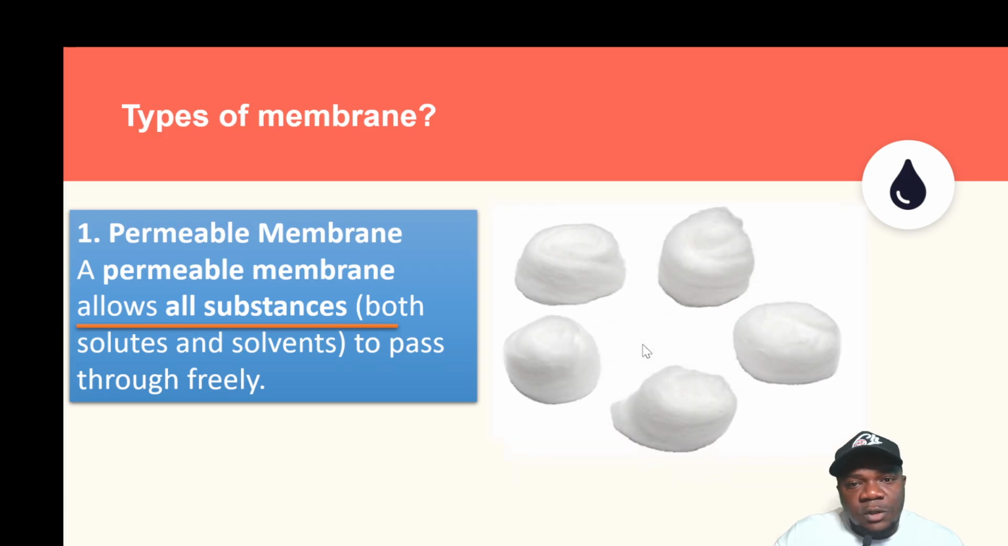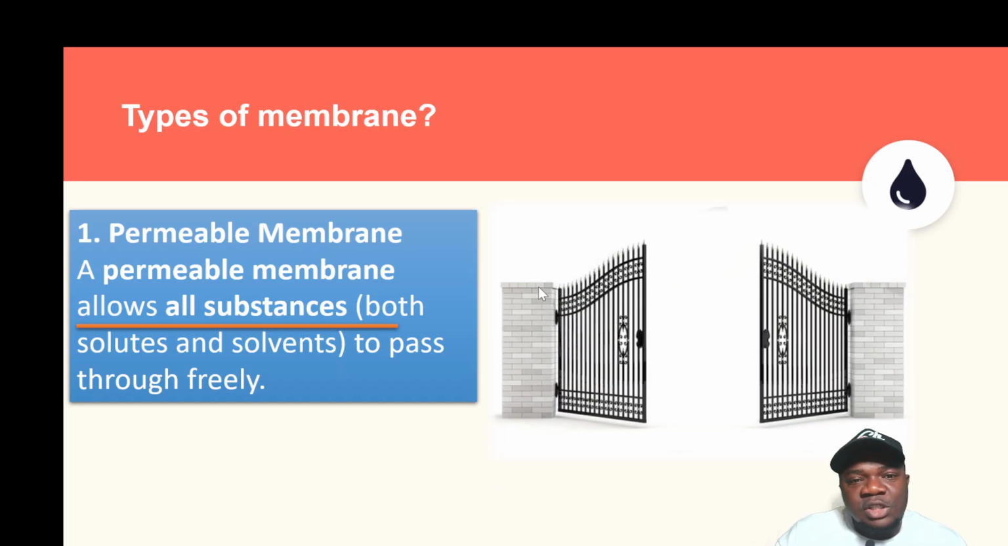Then you have your cotton wool. Cotton wool is permeable. Once you put water through cotton wool, it passes through easily because you have a lot of pore spaces that allow substances to pass through it. Just assume a permeable membrane is like a gate that's open and allows anybody to pass through easily. It's just an analogy for you to understand these concepts.